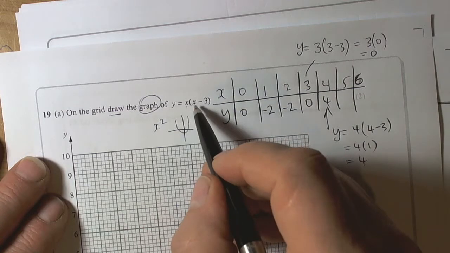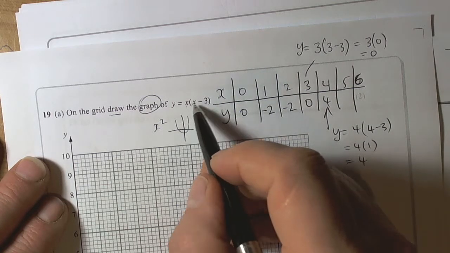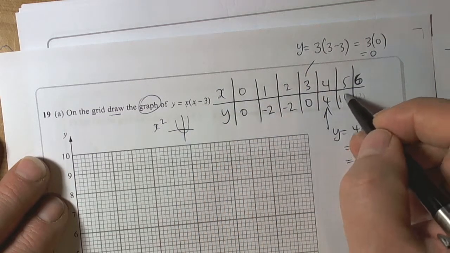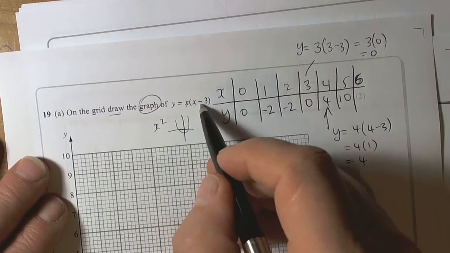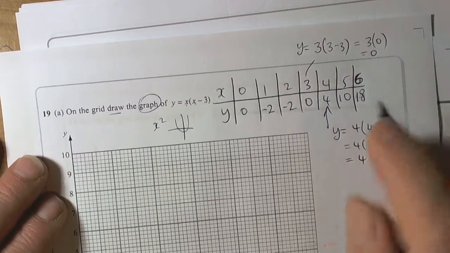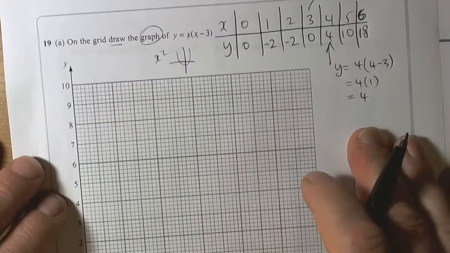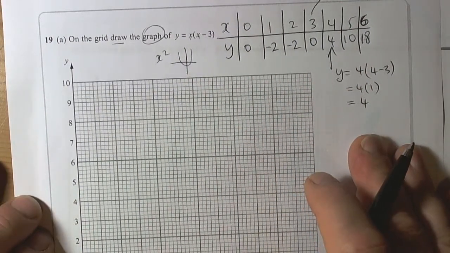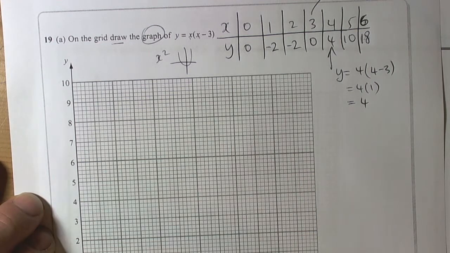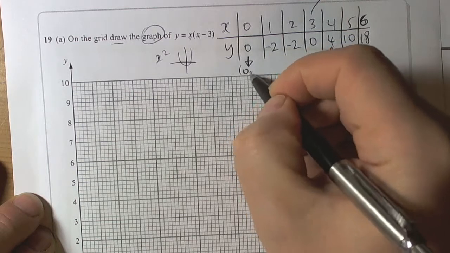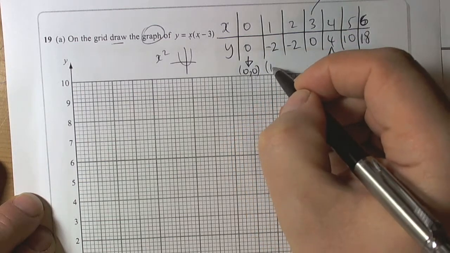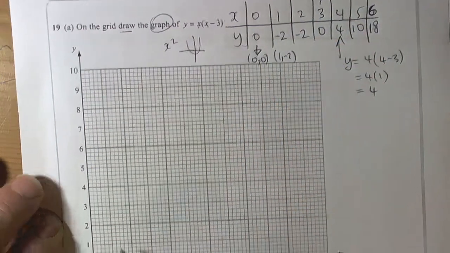When we put 5 here, 5 take away 3 is 2, so 5 lots of 2 is 10. And then when we put 6 here, 6 take away 3 is 3, and 6 lots of 3 is 18. So there's our coordinates, and therefore we should plot those carefully on the grid. Each of these gives us a coordinate, remember? So 0, 0, 1, negative 2, and so forth.